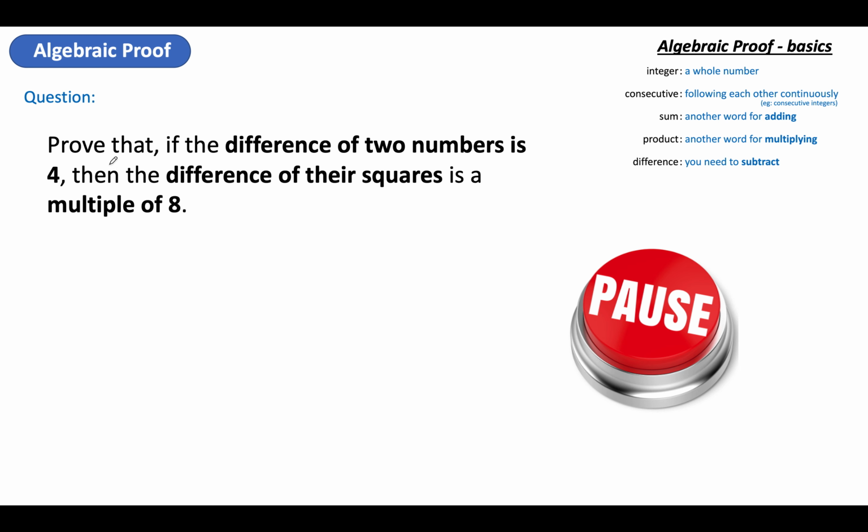Okay, right. I'm just going to talk you through this one before we pause. Prove that if the difference of 2 numbers is 4, so that means if when you subtract them you get 4, then the difference of their squares is a multiple of 8. A lot going on, but think of the last question. Give it a go. Pause now and have a go.